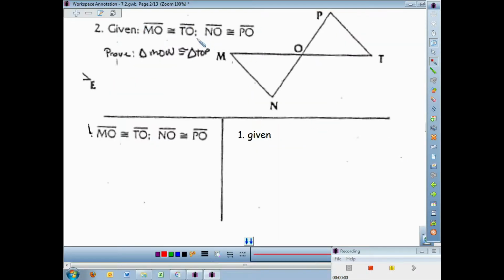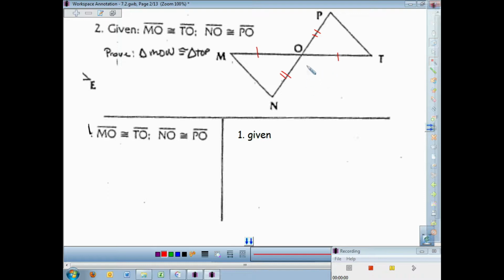We'll write down all of our given and then mark it. Segment MO is congruent to segment TO. Segment NO is congruent to segment PO. So get that all written down. They want us to prove that these two triangles are congruent. Well, check out your picture. Do you have enough information to prove these two triangles congruent? No. So let's go through the checklist.